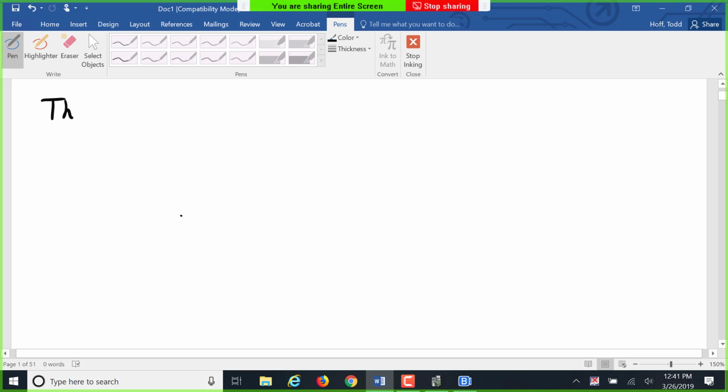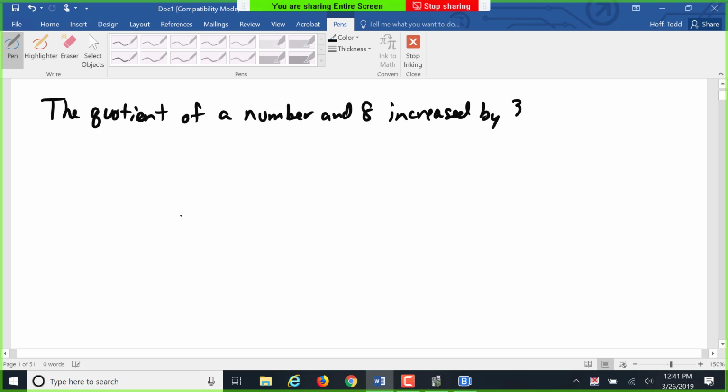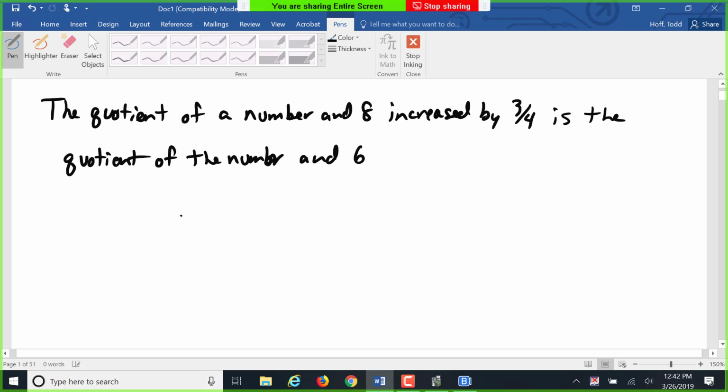We might have the quotient of a number and 8 increased by 3/4 is the quotient of the number and 6. Find the number.